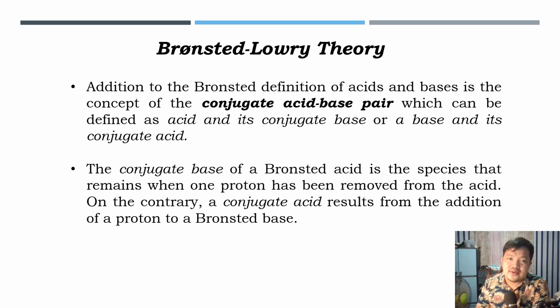So here, in addition to the Bronsted definition of acids and bases is the concept of the conjugate acid-base pair, which can be defined as an acid and its conjugate base or a base and its conjugate acid. So we'll have an example for this para mas malinaw nyo ma-visualize what a conjugate acid is or what a conjugate base is. Now, the conjugate base of a Bronsted acid is the species that remains when one proton has been removed from the acid. On the contrary, a conjugate acid results from the addition of a proton to a Bronsted base.